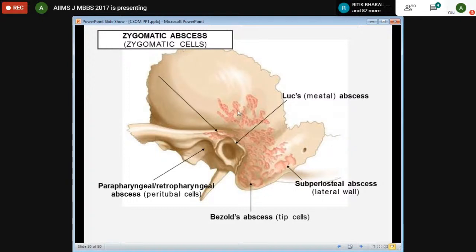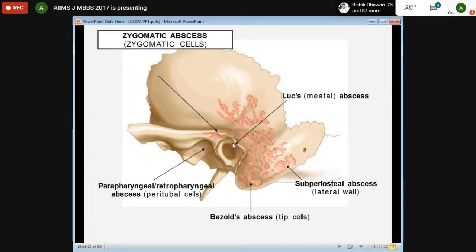Suppose this mastoid region gets involved. If this pus perforates the tip cell, this is the mastoid tip. Through the tip, which muscles are attached? The muscles attached are the sternocleidomastoid and the posterior belly of the digastric. So if this muscle gets involved, the pus will come into the sternocleidomastoid. There will be formation of pus inside the sternocleidomastoid muscle and carotid sheath. This is known as Bezold abscess.